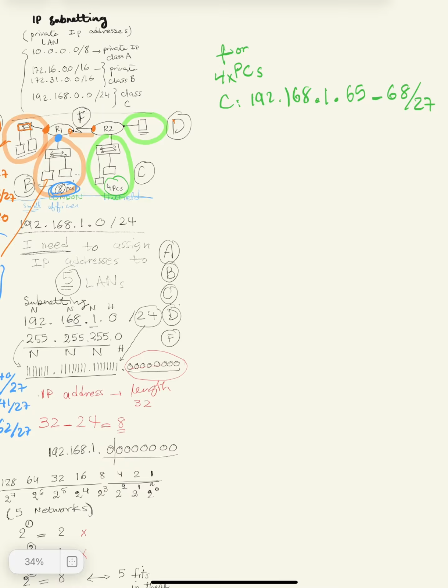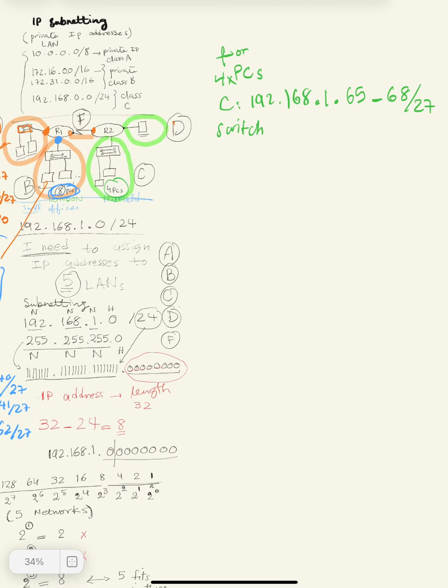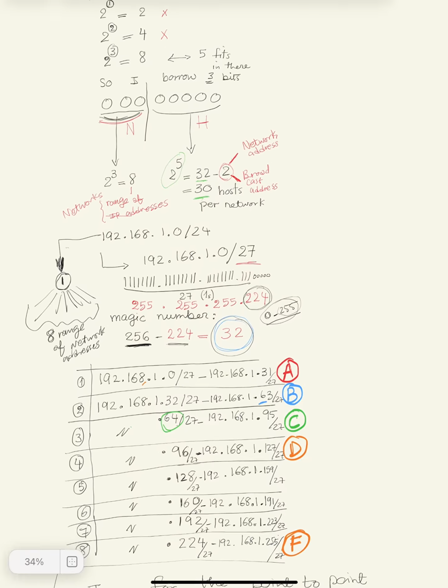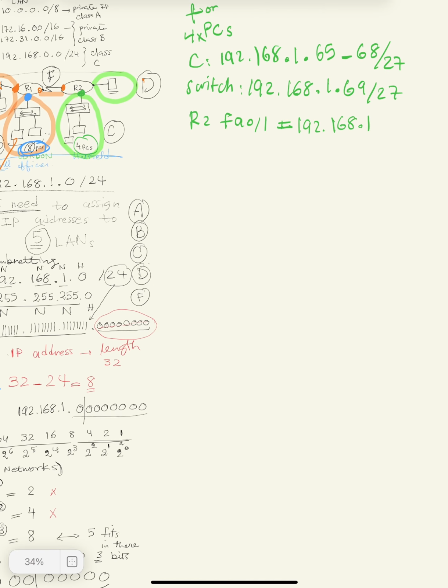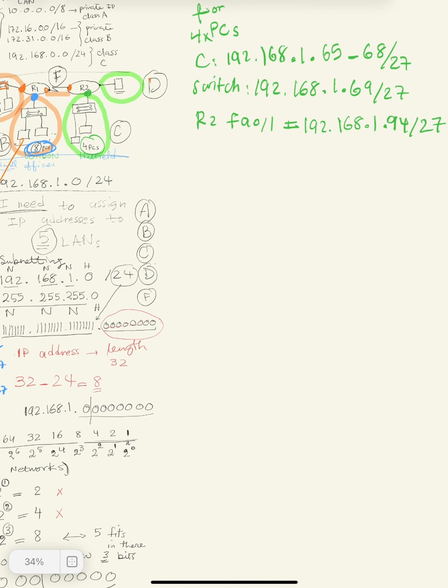And for my switch, I will give 192.168.1.94. And finally, for this interface, R2 FA01, I'm going to decide to go with the largest number in that range, which in this case is 94, because 95 cannot be used, it is the broadcast address.